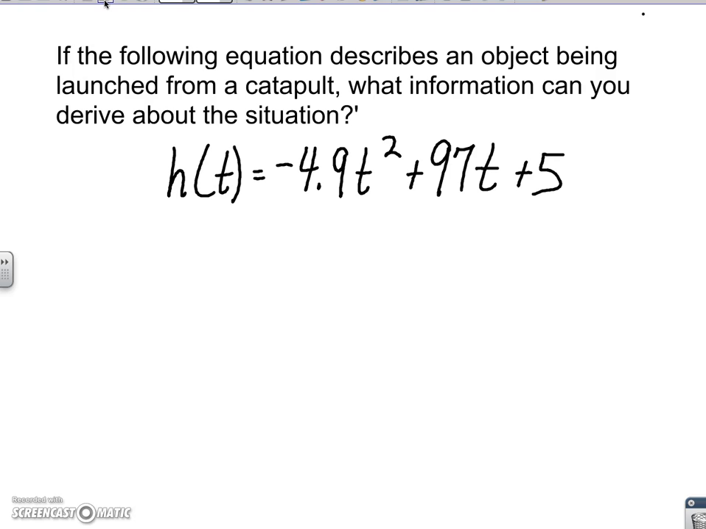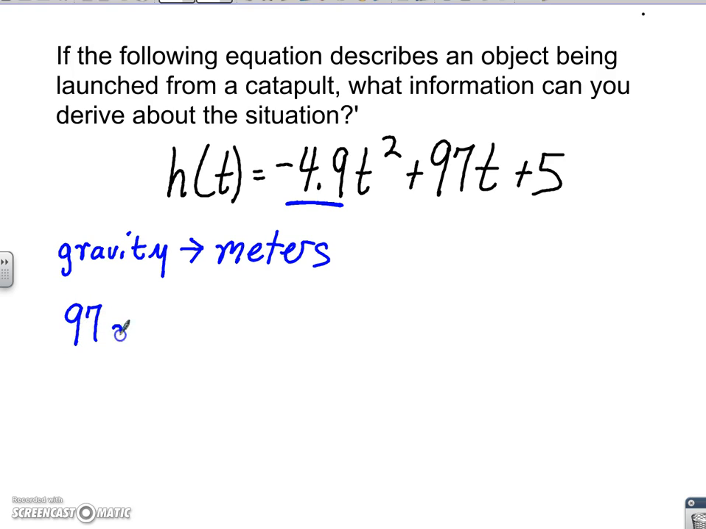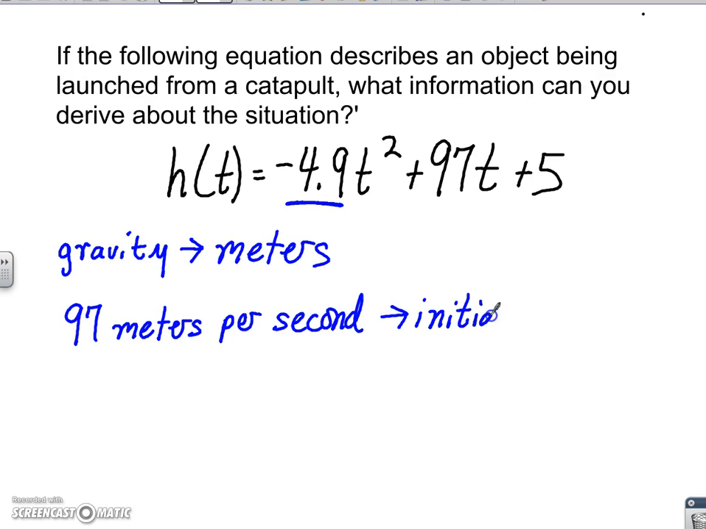All right, so hopefully coming back here, you've looked at this thing, negative 4.9 t squared. Well, this 4.9 tells us that we are dealing with gravity, but it also tells us that we are dealing in terms of meters. Gravity in terms of meters. That's what this negative 4.9 tells us. So that 97 is not 97 feet now. It's 97 meters per second. And that is our initial velocity.